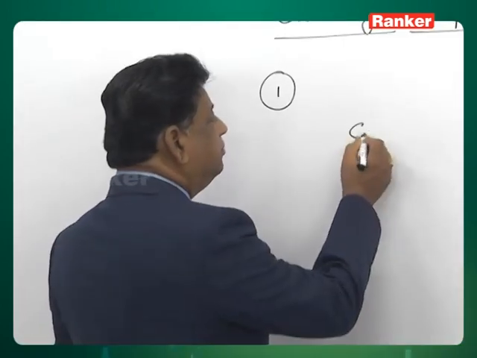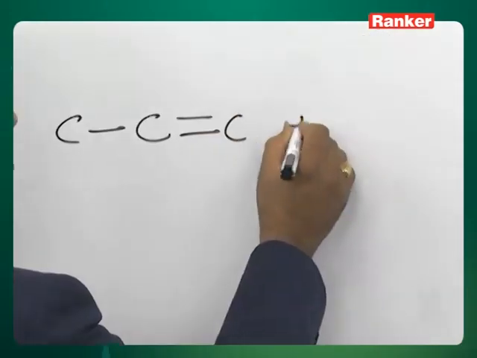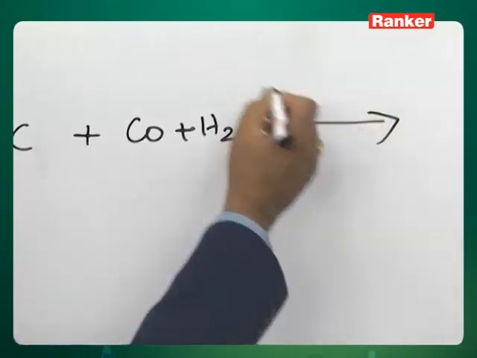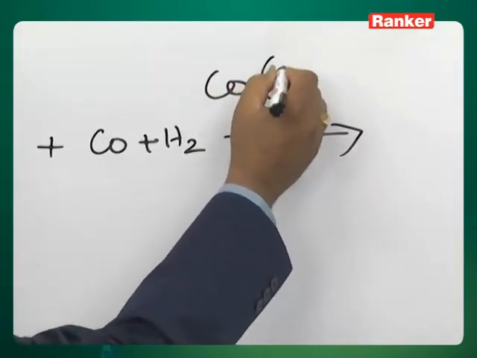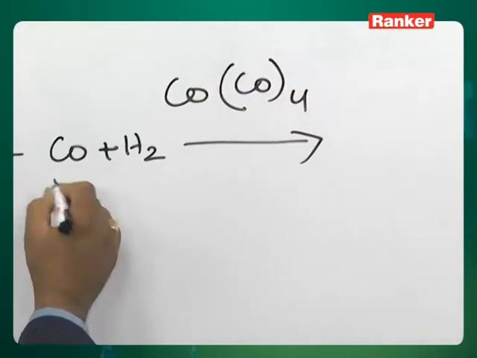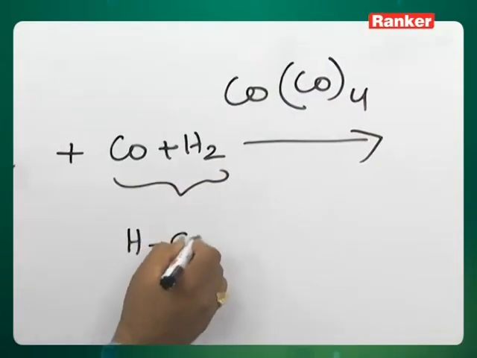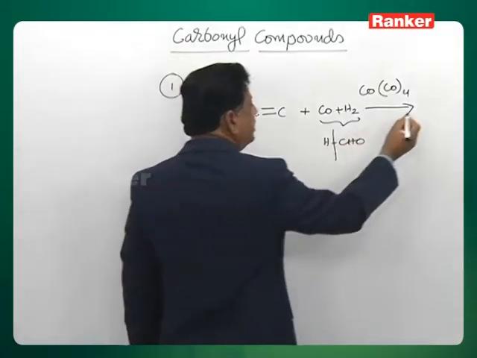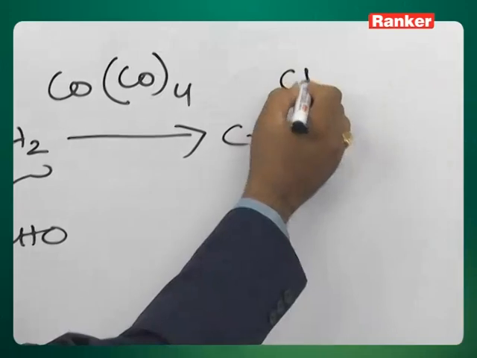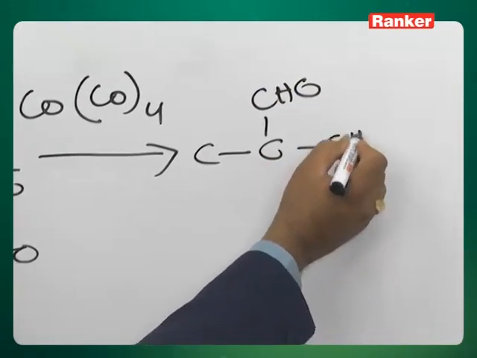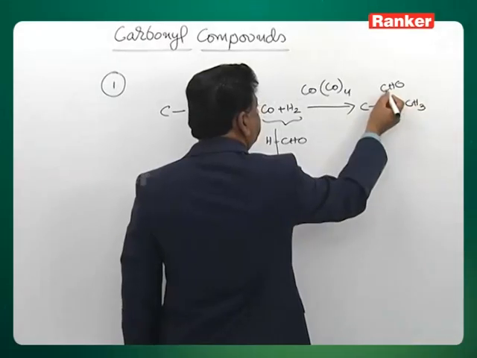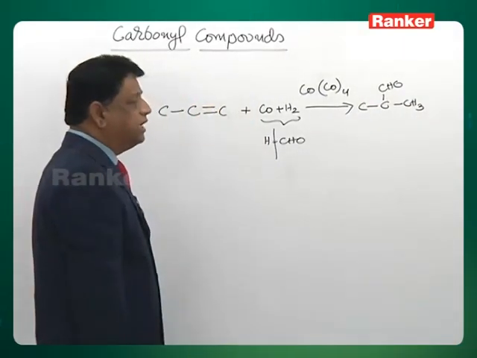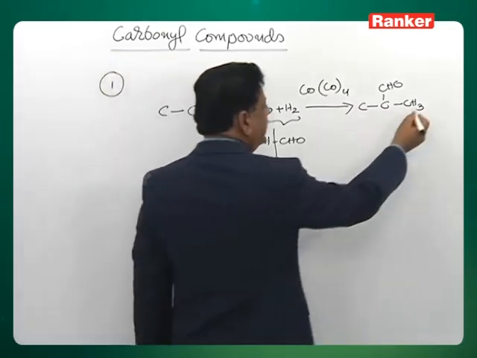process. In this reaction, propene is treated with carbon monoxide and hydrogen, with a catalyst, cobalt tetracarbonyl. So these two actually give formaldehyde in situ, and it will be added following the Markovnikov rule. The major product has a CHO here. However, if the reaction is continued, H is added, CHO is added here, and you will get primary alcohols also. If you stop at this level, aldehydes will be formed.